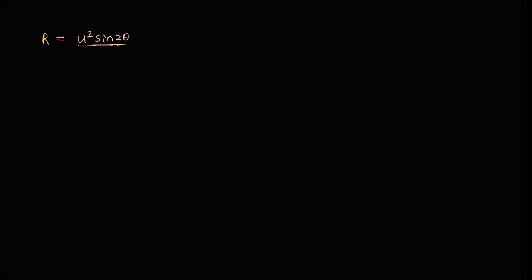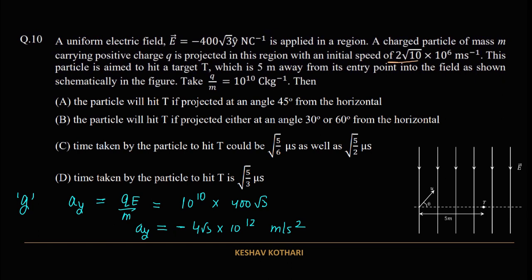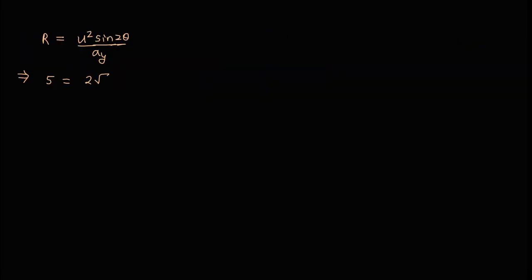So we can put this as a_y. Now r is equal to 5. u square from here can be taken as 2 root 10 into 10 to the power 6. So sine 2 theta upon a_y, that is 4 root 3 into 10 to the power 12. So we have squaring this term, and on solving, we obtain sine 2 theta is coming out to be root 3 by 2. That is, theta is equal to 60 degree.